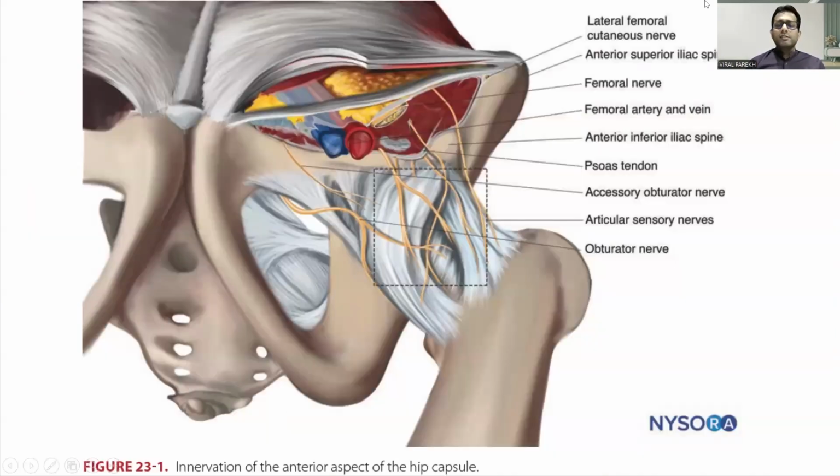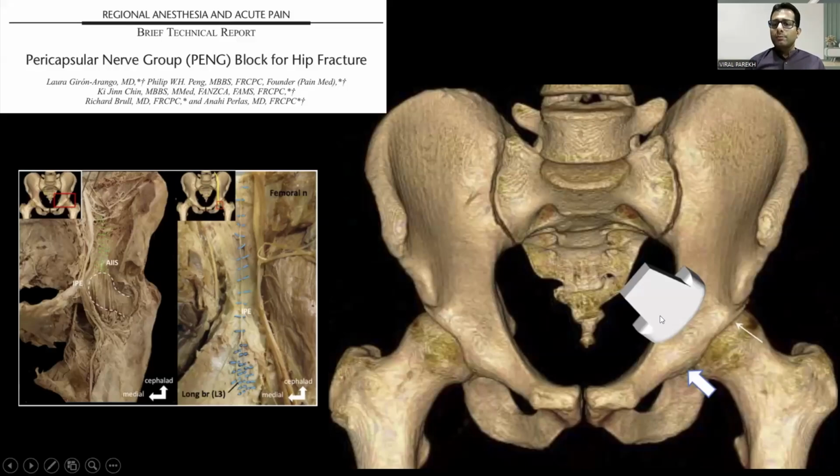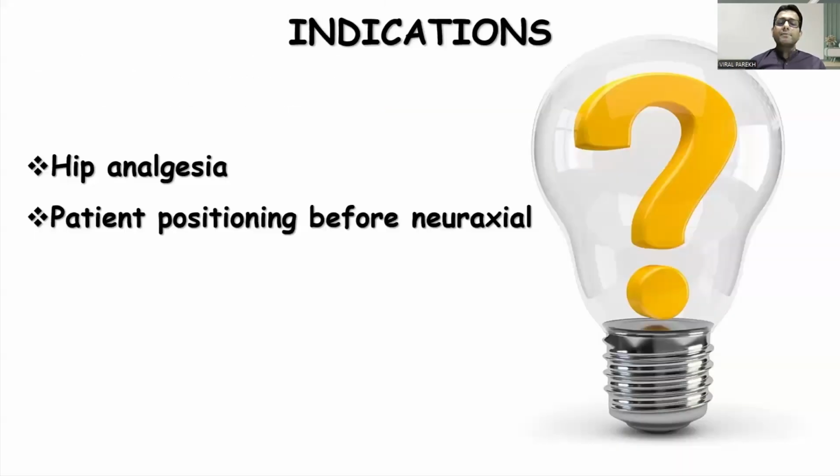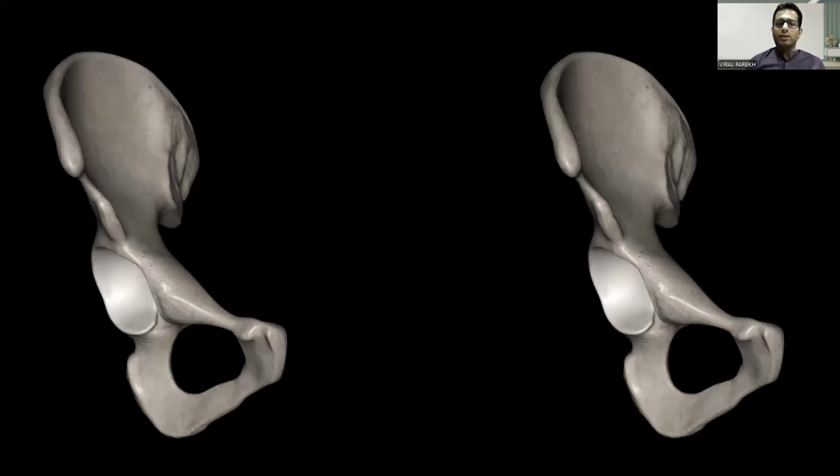Now this is the image at the level of the pelvic brim, and as I mentioned, the three nerves run towards the anterior capsule through the pelvic brim, and the target is to deposit the drug at this level in the PENG block. It is also called the pericapsular nerve group block, and it is mainly for hip analgesia, and we can give it for patient positioning before a neuraxial block.